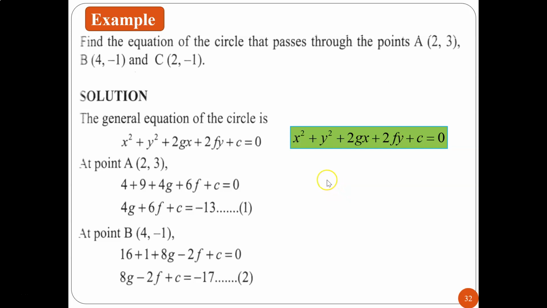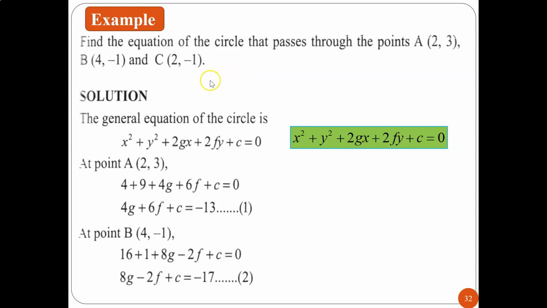Now let's see the example. Find the equation of the circle that passes through the points A(2, 3), B(4, -1), and C(2, -1). So you have 3 points altogether.